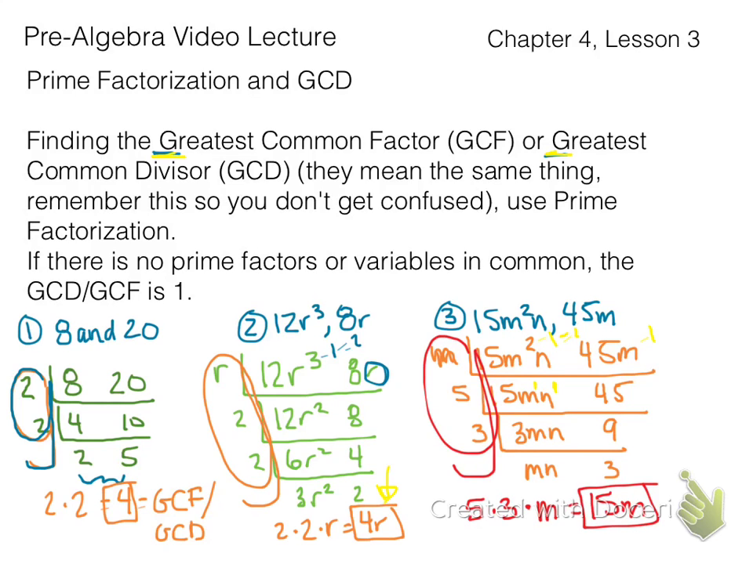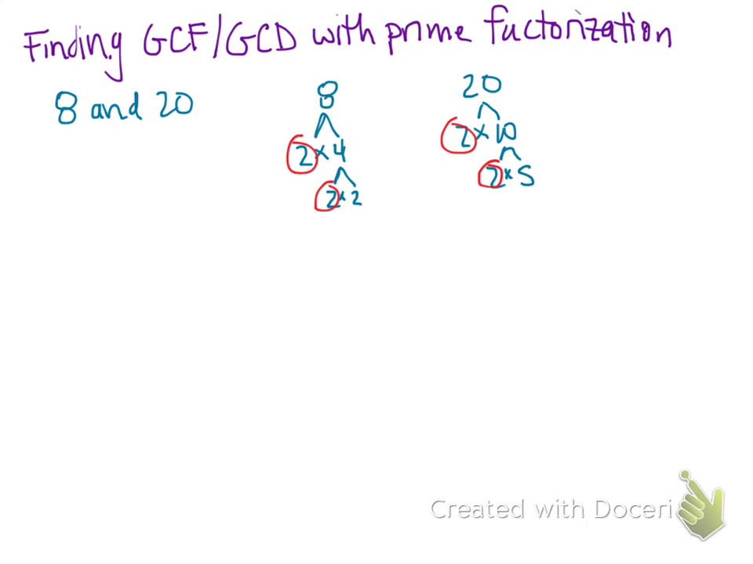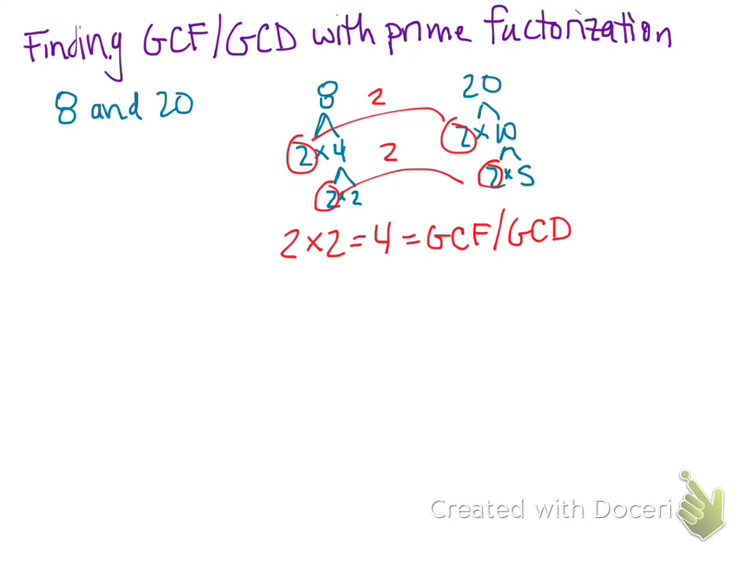Okay, last thing I want to show you is how to do this with the prime factorization trees. Okay, so let's do this with 8 and 20 since we already know what the answer is. We can double check our math, but using a different method. So I'm going to make a tree for both of these. 8 turns into 2 times 2 times 2, and 20 turns into 2 times 2 times 5. So I'm going to circle the things on both trees that are common. I have a 2 on both of them, and I have another 2 on both of them, but they have nothing else in common. So I have two 2's in common. 2 times 2 is 4.